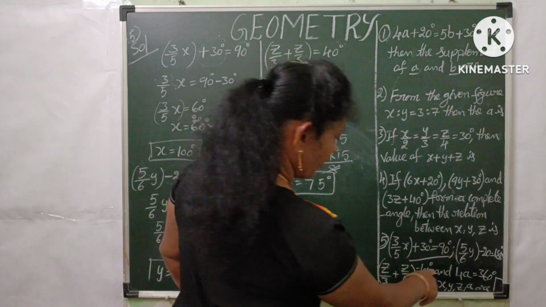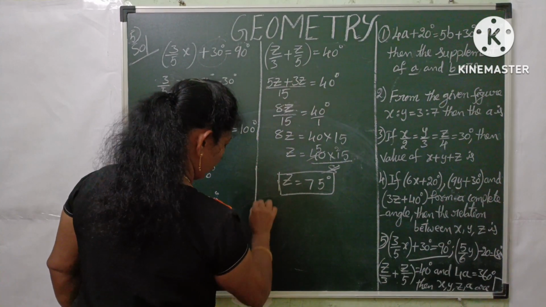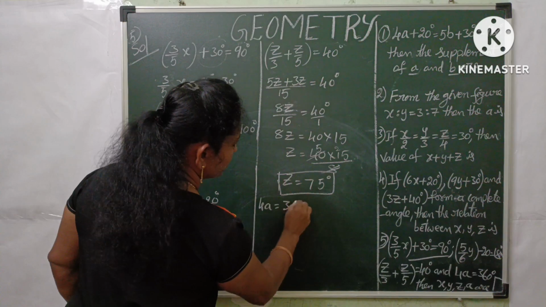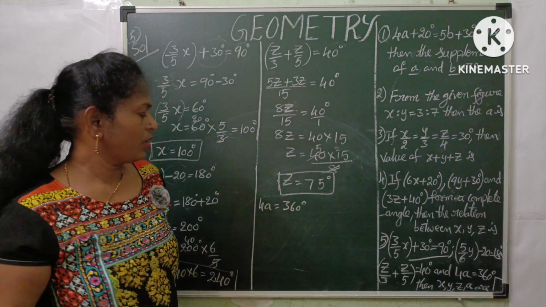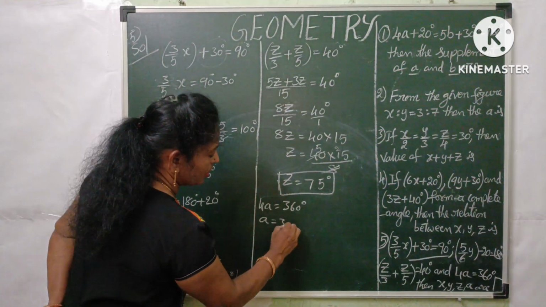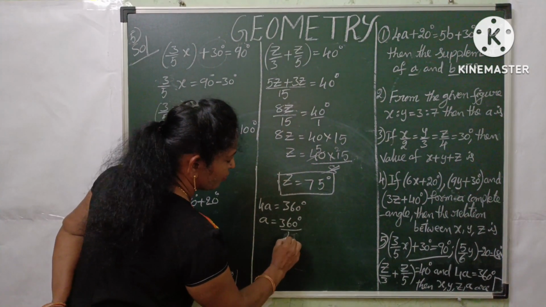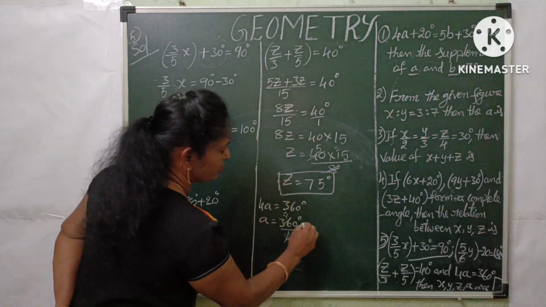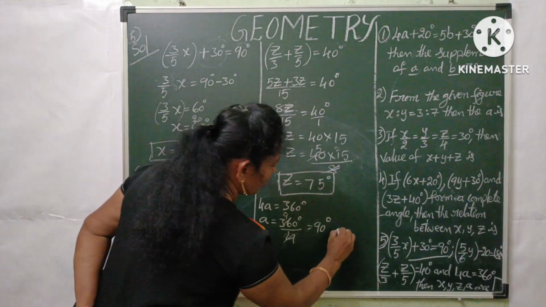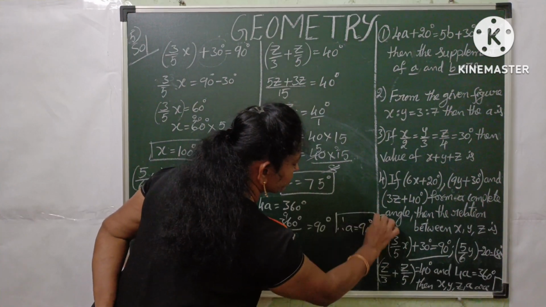Next, last one. 4a equal to 360 degrees. Okay, 4a is equal to 360. Then a equal to 360 degrees by 4. 4 in 36, 9 times. That is equal to 90 degrees. Therefore, a equal to 90 degrees.